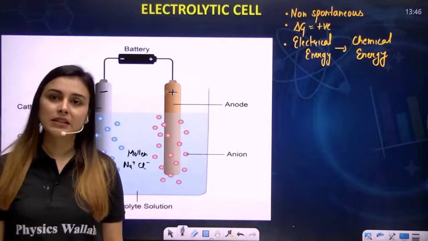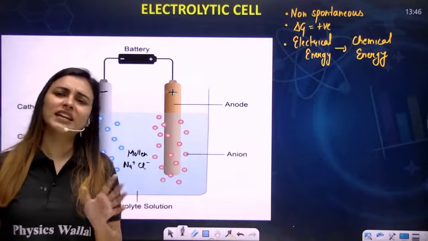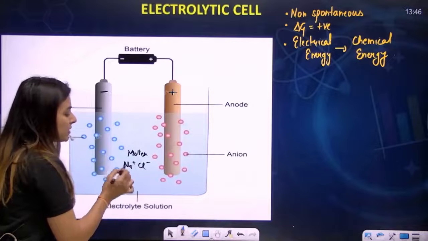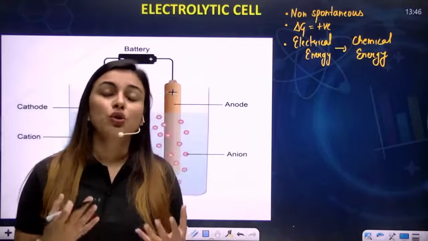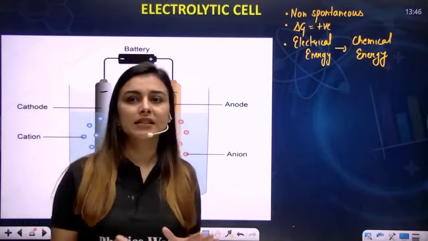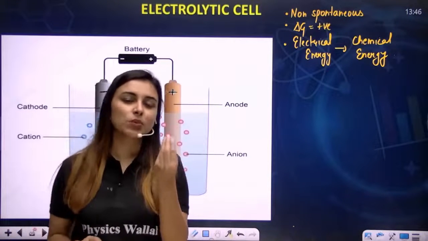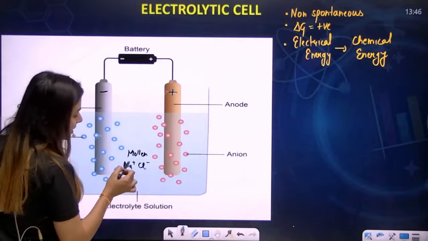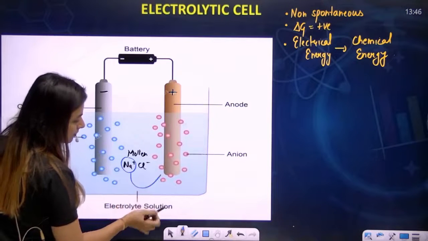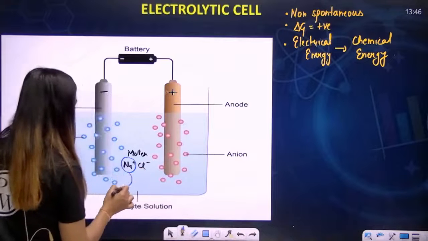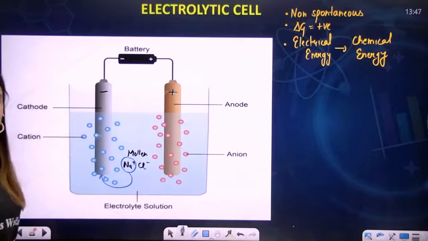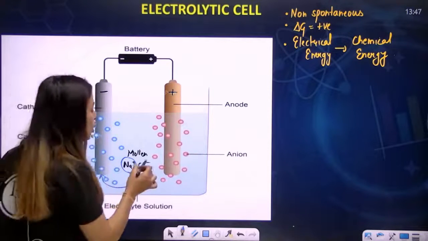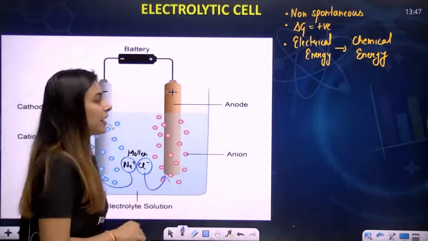Now, what happens is, my dear students, you know that opposite charges attract each other. So can I say that this Na+ will want to go to the electrode which is negatively charged? I hope this is clear, that this positively charged Na+ will like to go to the negatively charged electrode, because opposites attract. And since Cl- is negatively charged, it will try to go to the positively charged electrode, which is this.